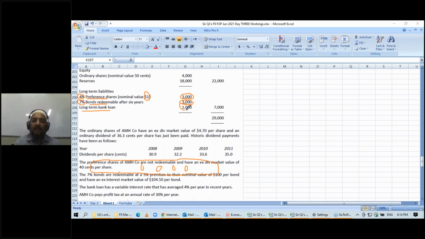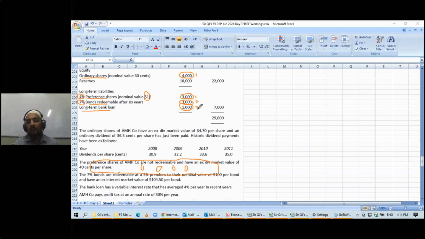Bank loan is not a marketable security. Otherwise, preference shares, bonds, and equity shares, the ordinary shares. This is the fourth source of finance. So there are four sources of finance. One is equity, and three of them are debt capital.